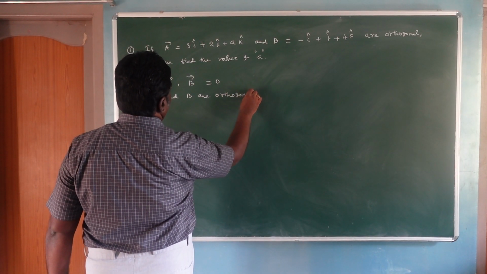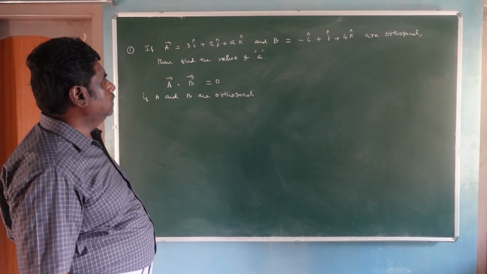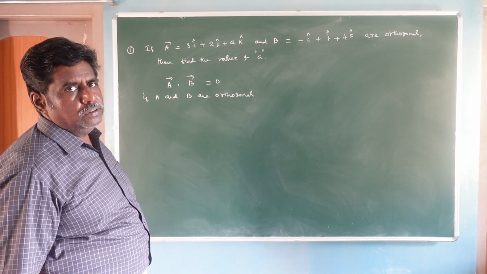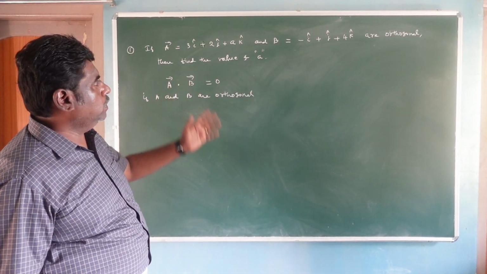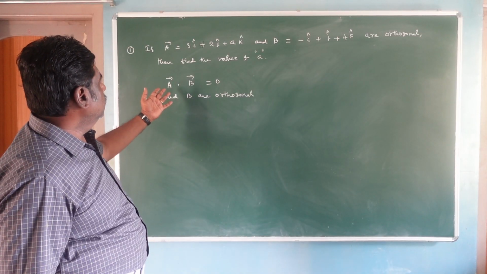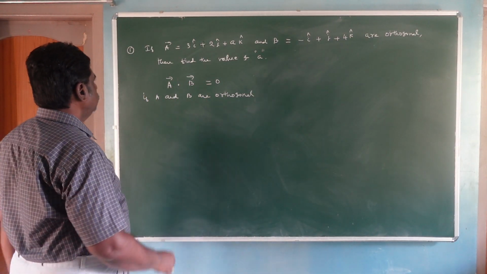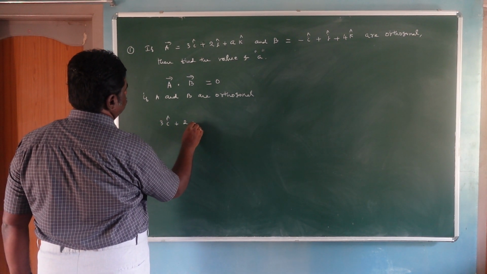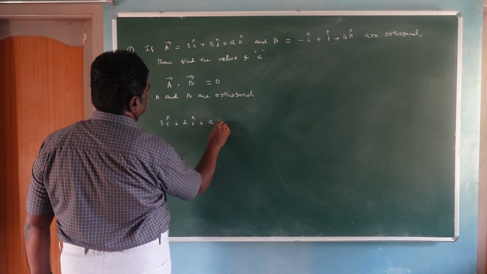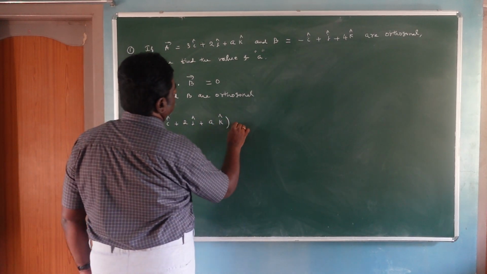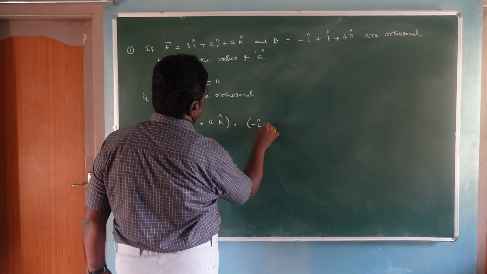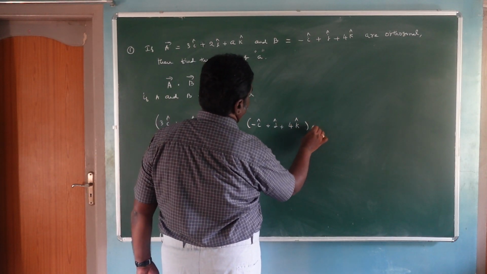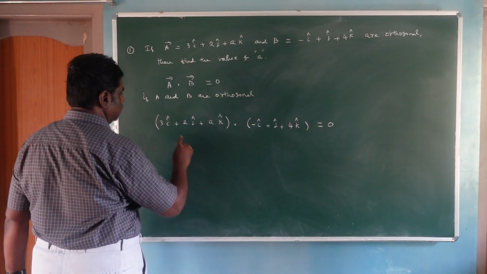orthogonal. You know that A dot B equal to AB cos theta. If theta is 90 degrees, then cos 90 equal to 0. So if these two vectors are perpendicular to each other, A dot B equal to 0. Here, 3i plus 2j plus ak dot minus i plus j plus 4k will equal 0.